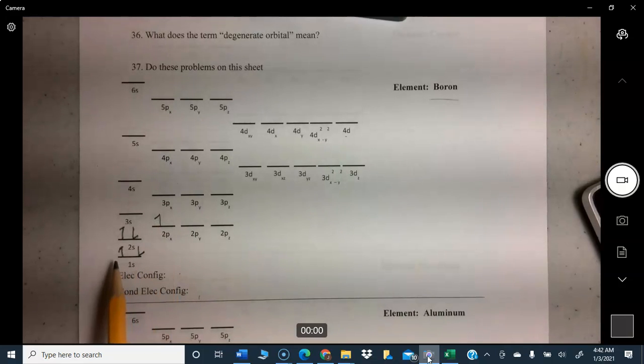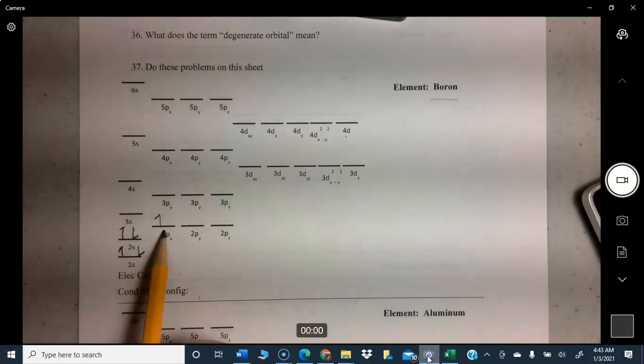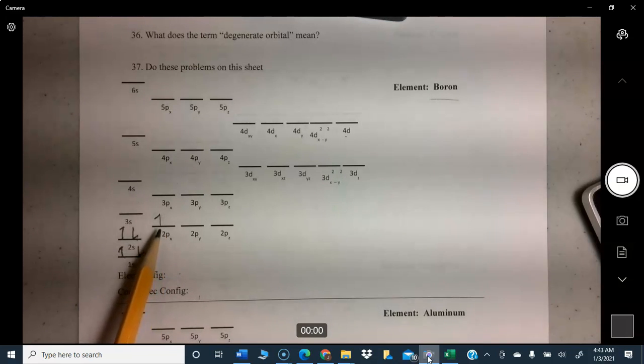That was boron. So you have hydrogen, helium, lithium, beryllium, and then boron. So that's the first element, the first element in the 2p orbital. So that's it. That's all you had to draw for that.